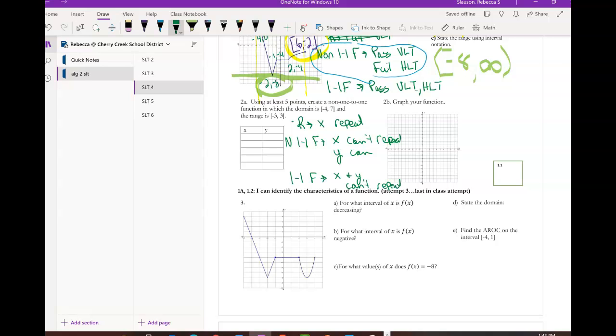So this is a non-one-to-one function. I want x to not repeat, but I want y to repeat. So my domain here is from -4 to -7. So I'm going to go to my x's and put a low of -4 and a high of -7. And then when you put these numbers in, have them go in order. Don't go -4 and then hit a number and go back down. Make the numbers work up to 7. So I could just do 0, 1, 2. None of the x's are repeating. Now in the y's, I want to make sure that I go from -3 to 3.